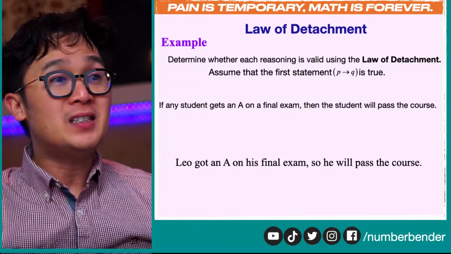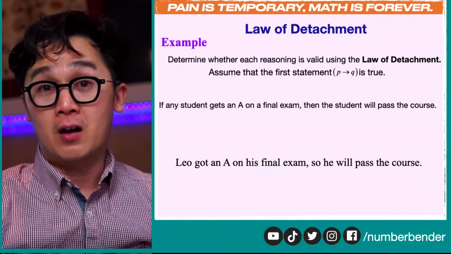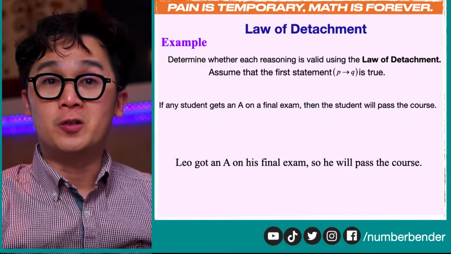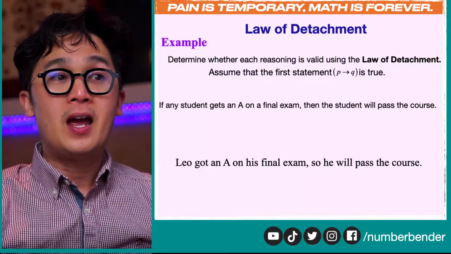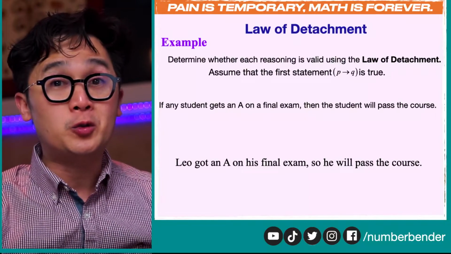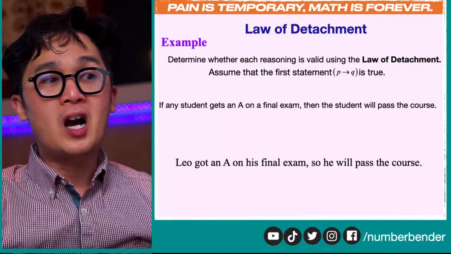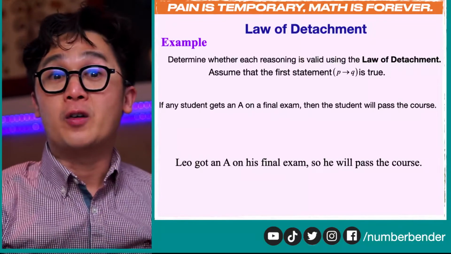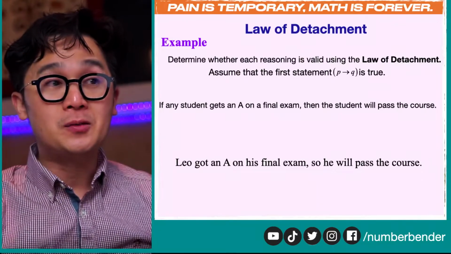So in this case, we're going to tell whether each reasoning is valid using the law of detachment, assuming that the first statement, which is P then Q, is true. The first statement that we have here is that if any student gets an A on a final exam, then the student will pass the course. So that is our first statement that is assumed to be true. And our example based on this statement is that Leo got an A on his final exam, so he will pass the course. Now, is this a valid argument according to the law of detachment?